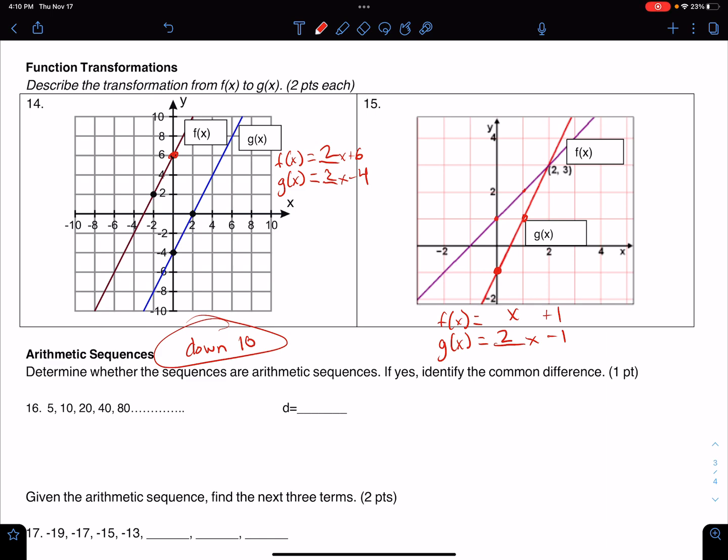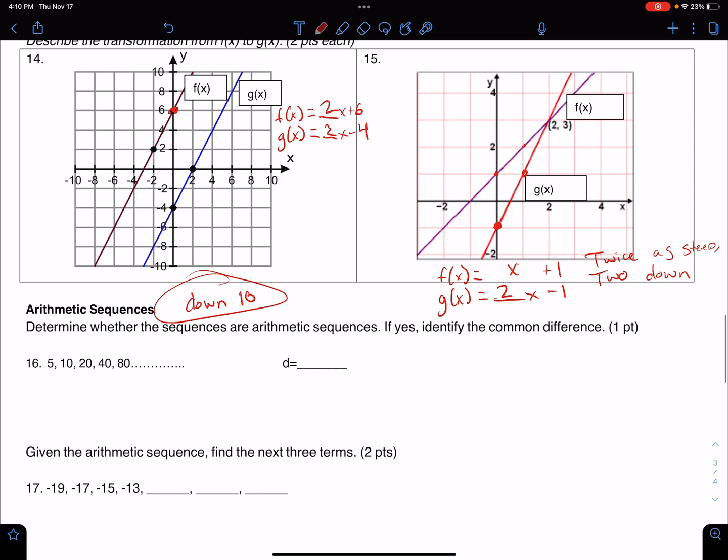So it says what changed from f of x to g of x? So I could say twice as steep, and it goes 2 down. Okay, when I say steep, I'm talking about my slope. So g of x is twice as steep as f of x, and it moves down 2.